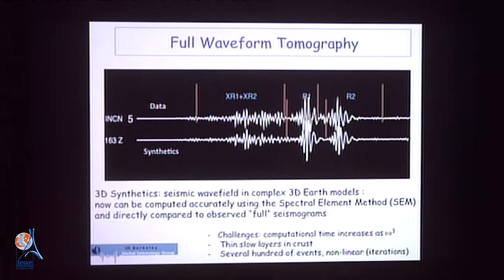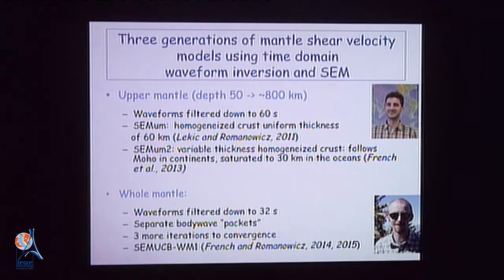Basically, the results of 3 generations of tomographic models, and I wanted to acknowledge the authors of these models. First, an upper mantle model, which was determined with relatively long periods, because again, of these computational challenges, we have been progressing from long periods to short periods. And then extended to the whole mantle, including waveforms to shorter periods, which allows us to separate what we call body wave packets in the seismogram. So no more technical details, but just some nice pictures.